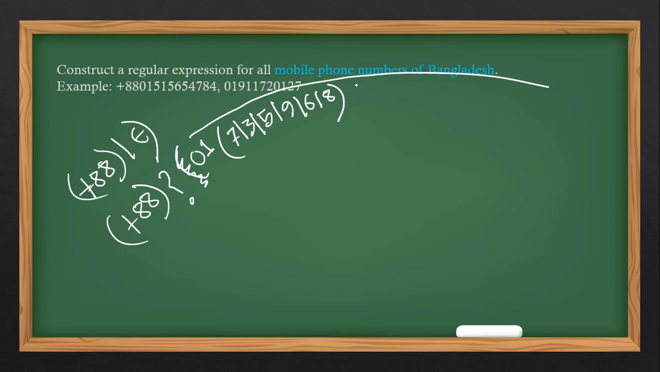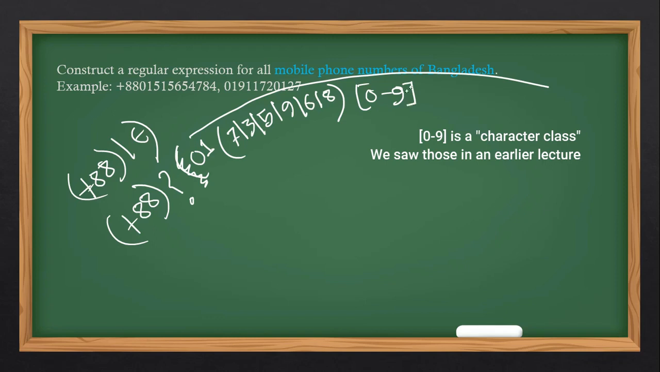And those 8 digits can be anything from 0 to 9, and this is going to be to the power 8 because this is going to be concatenated 8 times. So this is our expression.